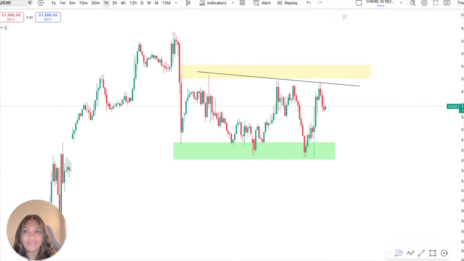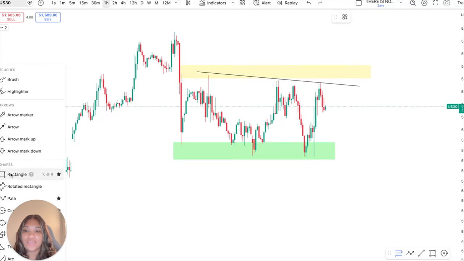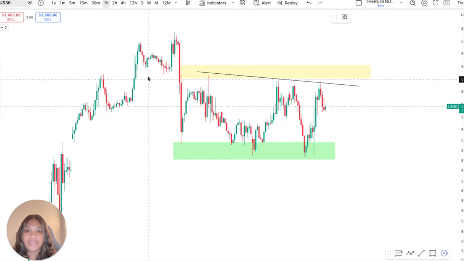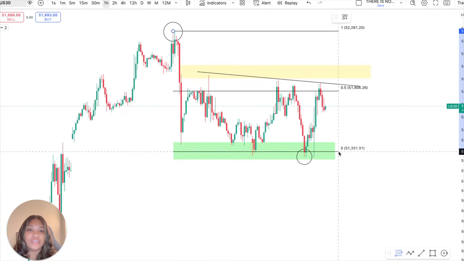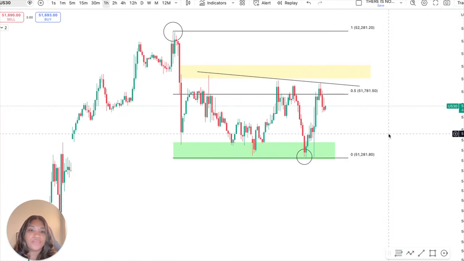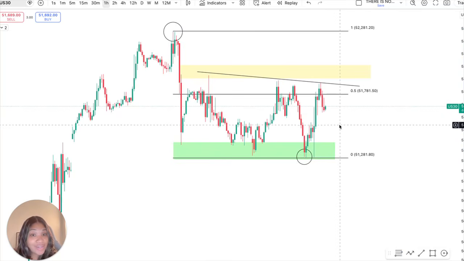Is that premium? Let's go ahead and find our swing high and swing low. Remember, we're pulling everything together. Swing high, swing low. Let's use the fib. The only things that I have on my fib is 0, 50, and 1. So price is not in premium. Price is currently in discount.